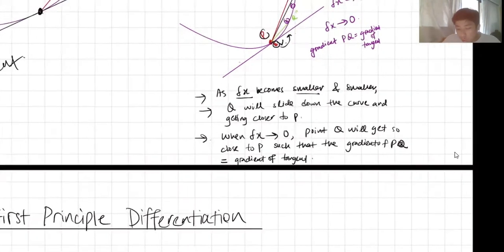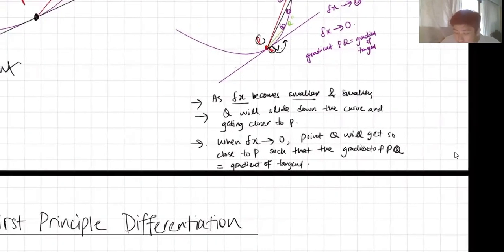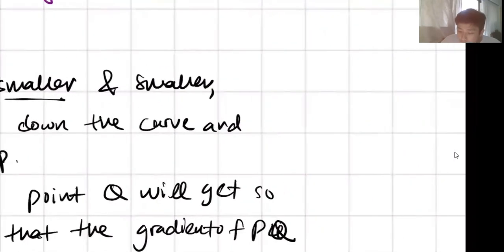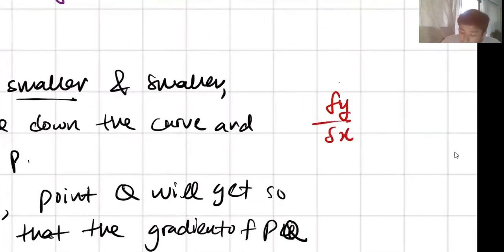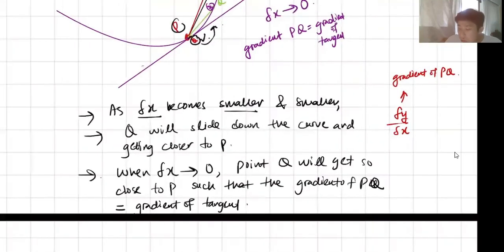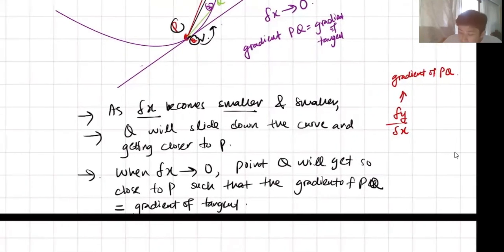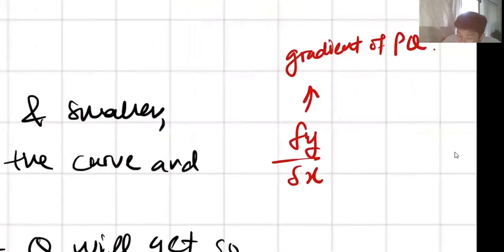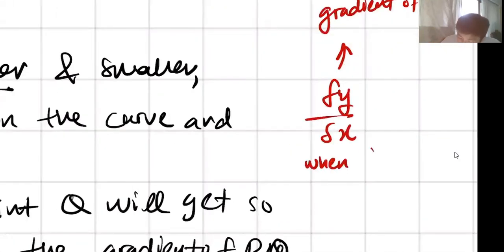Okay, so we have a notation for this. This is what it means when you see something like this. Delta y over delta x is actually your gradient of PQ. If you refer to your graph, gradient of PQ. Now, when delta x approaches 0, remember I told you, the gradient of PQ will get so close, Q will get so close to P, that the gradient is actually now the gradient of the tangent.